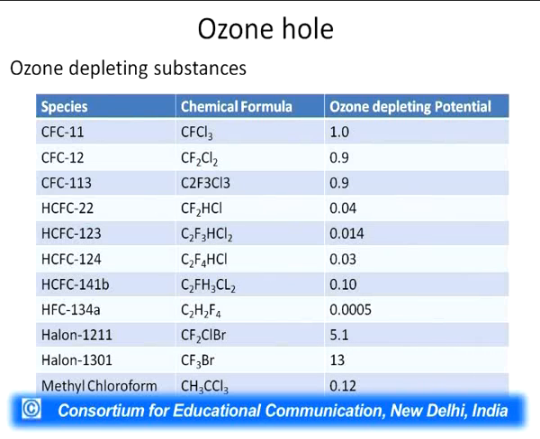Among these chemicals, we can see that chlorofluorocarbon 11 has an ozone depleting potential of 1. In fact, it is considered to be the base to estimate the ozone depleting potential of other pollutants. While halon 1211 has a significantly higher ozone depleting potential, that is 5.1, and the highest one is halon 1301, whose chemical formula is CF3Br, having an ozone depleting potential of 13.